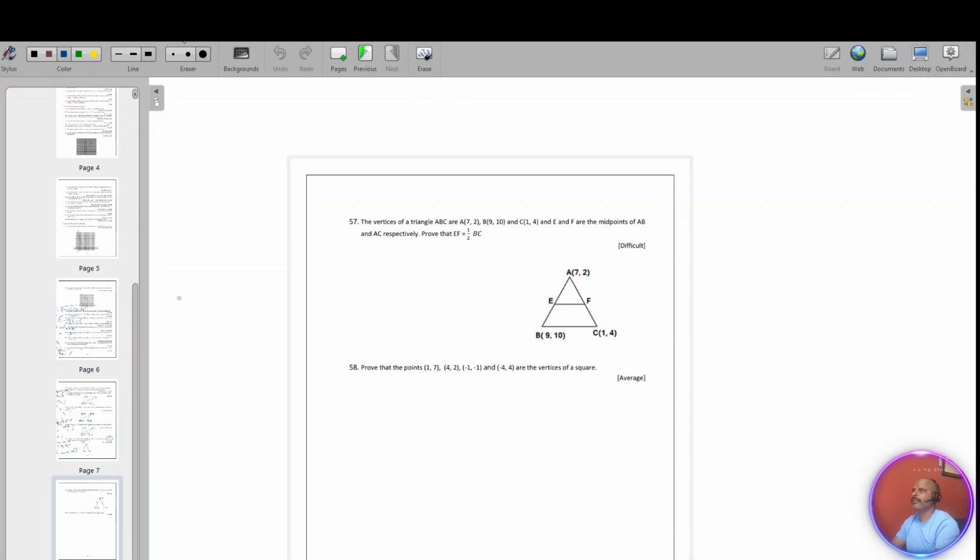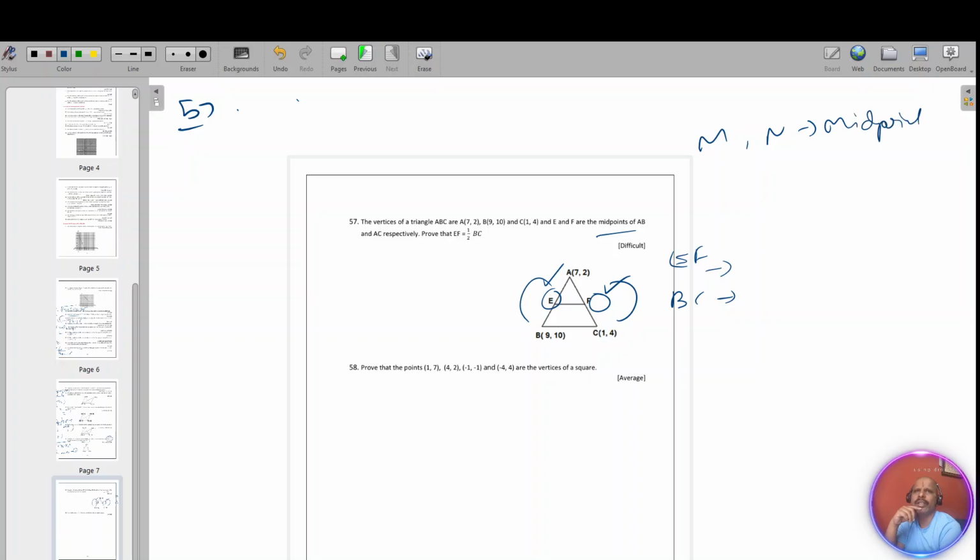We'll move to the next question. 57 it is. Okay, it's the same question. 57. The vertices are given. They are the midpoints here. They said midpoint. Apply the midpoint formula, get E coordinates. Apply the midpoint formula, get F coordinates. Find EF. Find BC.